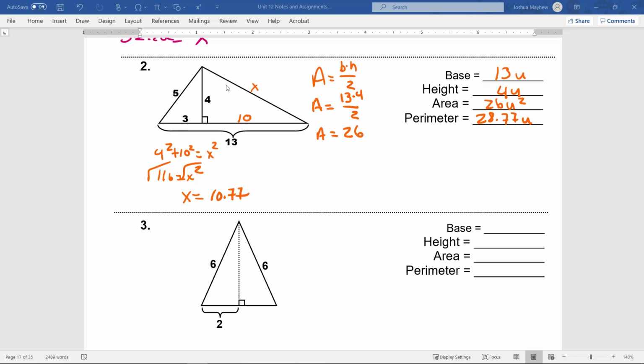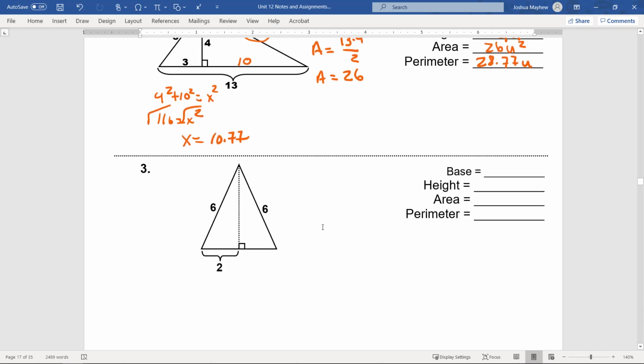And then in order to find the perimeter, I needed to find this length, the hypotenuse of the piece of the triangle. And I did 4 squared plus 10 squared equals x squared. Gives us 10.77 plus 5 plus 13 gives us a perimeter of 28.77. Okay. So hopefully you got that right. If you did not, then hopefully you realized what you did wrong. All right, let's go to number 3.